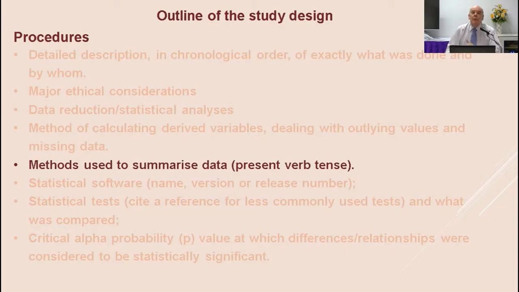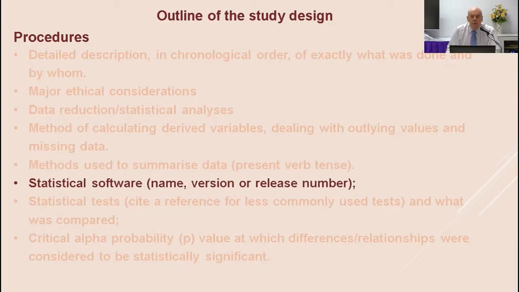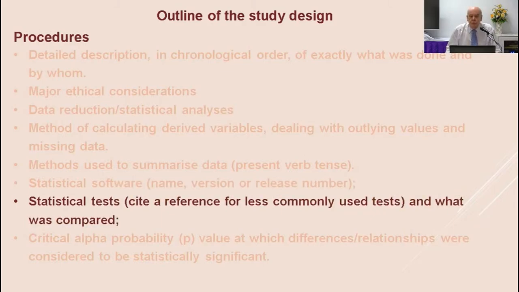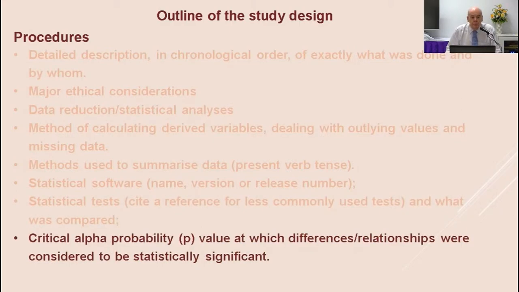Methods used to summarise the data, presented in the present tense of the verbs. Statistical software that you used, name, version or release number. The statistical tests, where you cite a reference for less commonly used tests and what was compared. And your critical alpha probability p-values at which differences or relationships were considered to be statistically significant.